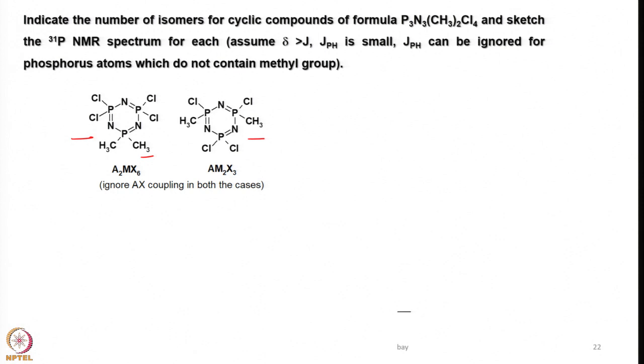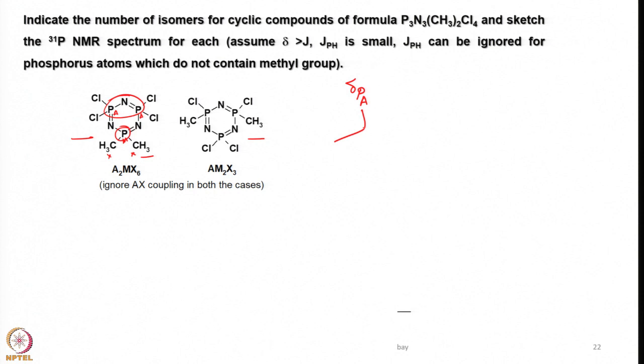So let's look at how the NMR is going to look. Ignore AX coupling in both cases. Because A and X are far apart, you can ignore the coupling. You can see only the direct coupling. Here, for example, a two bond PH coupling can be considered, and the rest of the long range coupling can be ignored. Now if you look into this one, these two are identical and this is different. So if I say PA here, this is M and this is X, look at delta A.